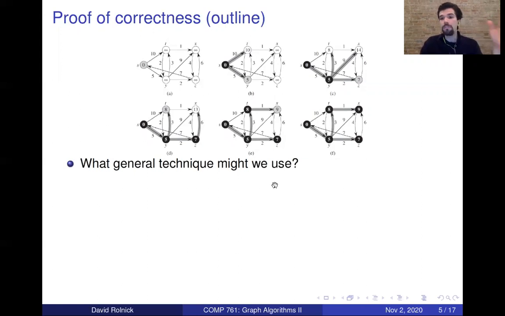So what general technique might we use here? And again, the thing that we're trying to prove is that when we add a vertex, we have the correct estimate for it. If we can prove that, then we're done, because then we end up having correct estimates for everything. We're trying to prove that when we add a vertex, it has to have the correct estimate.